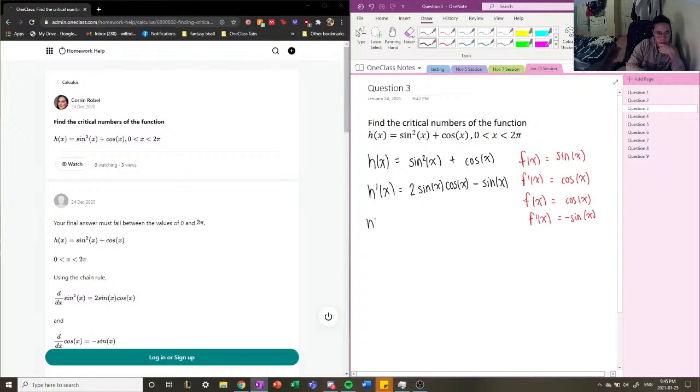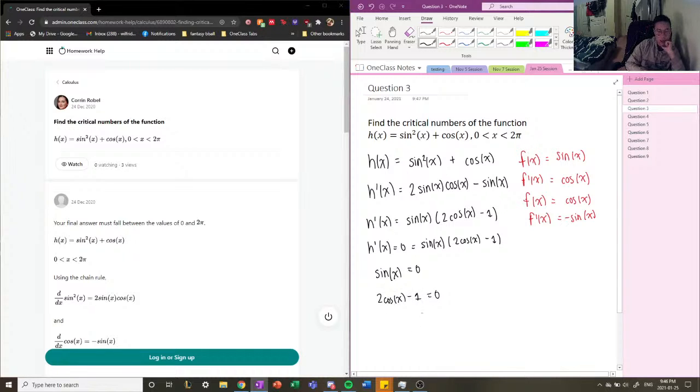Next, I'm going to factor out sine x, and if I factor out sine x, we get 2 cos x minus 1. Here we're going to find the values of x that make it equal to 0, so we set h prime of x equal to 0 and solve for x. We need the values of x that make sine x equal 0, or the values of x that make 2 cos x minus 1 equal to 0.